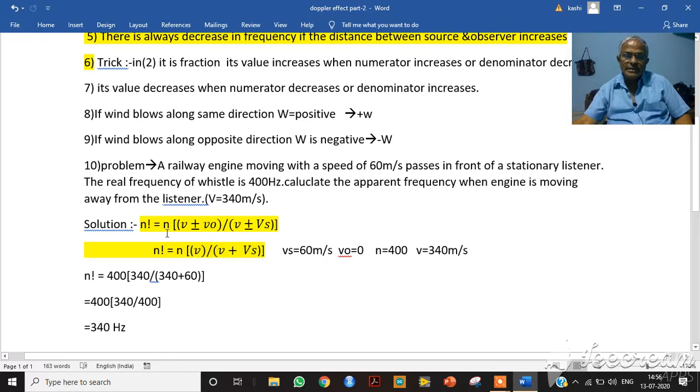So our equation is n dash equals n into (V plus 0, that is V) by (V plus Vs). You substitute here: n dash equals 400 into 340 by (340 plus 60). This is 400 into 340 by 400. If you calculate this, you will get 340 Hz.